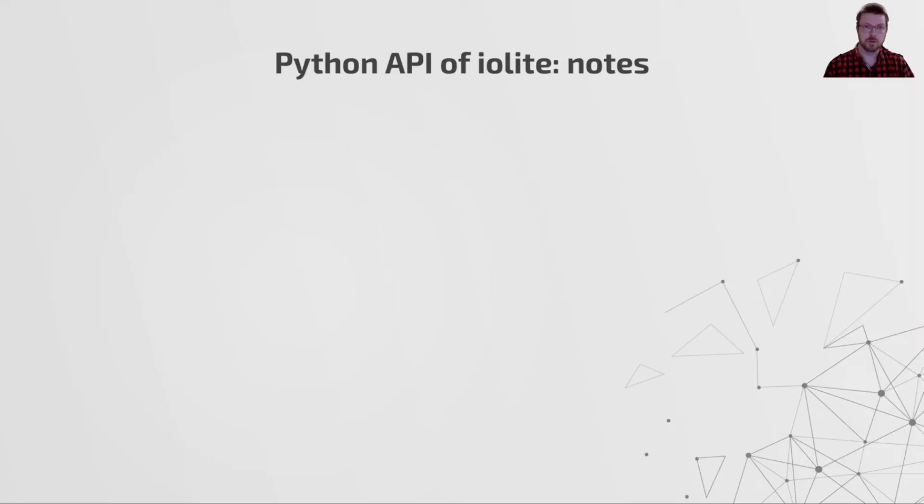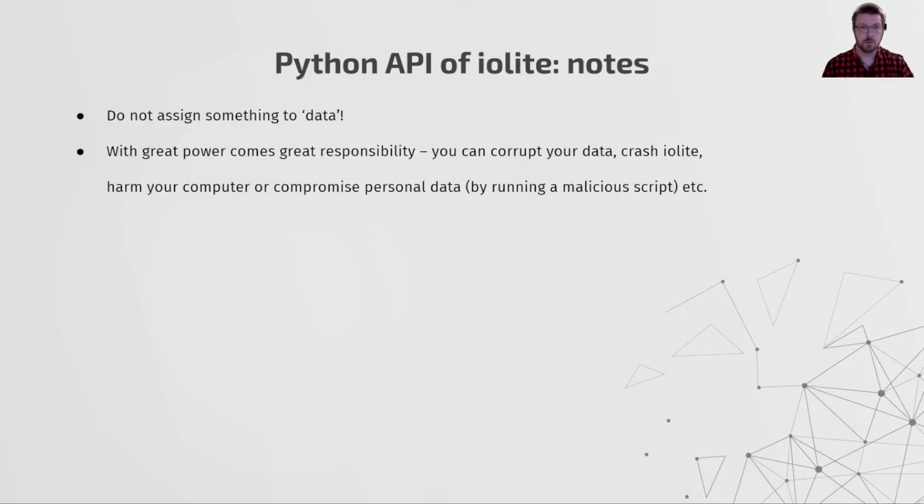As with packages, there are a few things worth noting about the Python API. First, don't assign anything to data. Nothing bad will happen, but you will lose access to iolite's main data access and manipulation mechanism. Second, with great power comes great responsibility. Yes, you can access the raw channel data, but you can also erroneously overwrite it. Also, if you're not careful or find a bug, it is entirely possible to crash iolite.